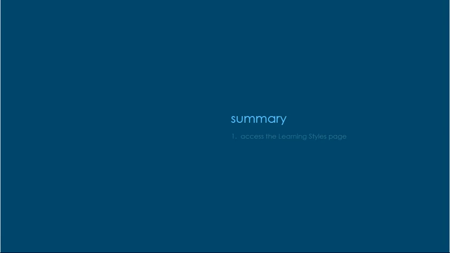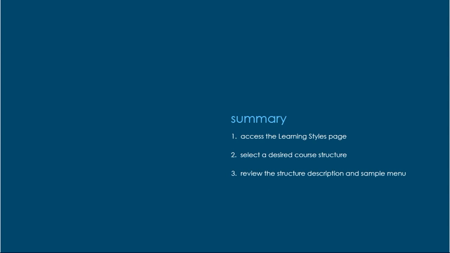Let's review. First, access the Learning Styles page from the Control Panel under Customization. Select the name of the desired course structure from the list, and then review the structure description and sample menu. Next, optionally select the checkbox next to Include Sample Content, and then finally click Submit.